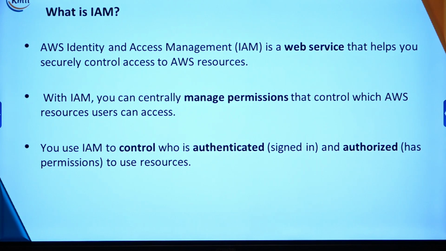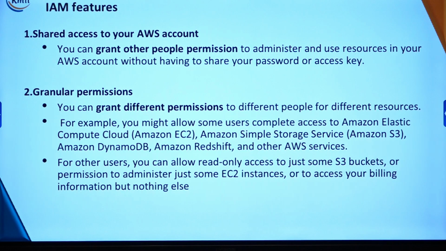But if he wants some users to access his account and do some work, he can create a user and give permissions for what all services he can access. That is what IAM is. So you use IAM to control who is authenticated and authorized to use resources. Means you create an account and you give authentication and authorization to access and use resources at AWS. So what are the features of IAM?